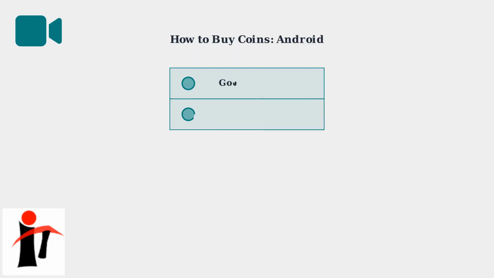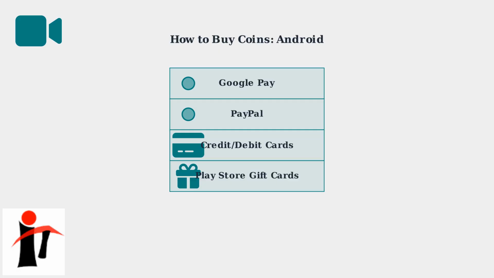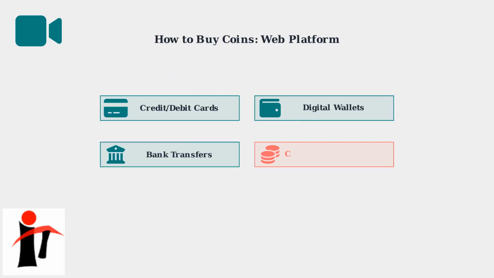Android users have even more payment options, including Google Pay, PayPal, credit and debit cards, and Google Play Store gift cards. This variety makes it convenient for users worldwide to purchase coins. The web platform offers the most comprehensive payment options, including traditional credit and debit cards, digital wallets like Apple Pay and Google Pay, bank transfers in select regions, and even cryptocurrency payments through a pilot program in select markets.